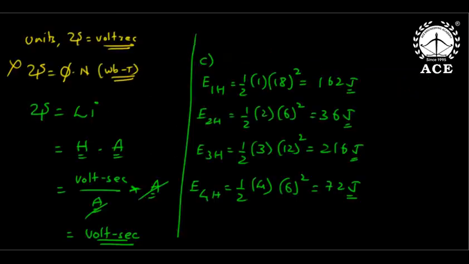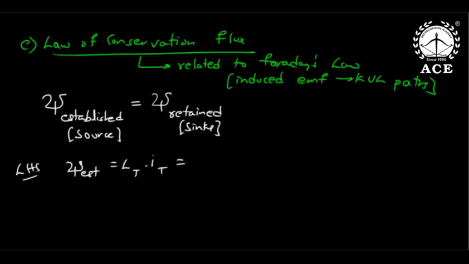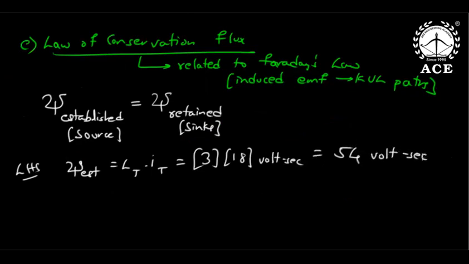What is L total? We already know, L total is 6 in parallel 3 plus 1, that is 2 plus 1, which is 3. So this is 3 into I total, which is 18. So total is 18 3s are 54 volt second. Now if you go to the right hand side.